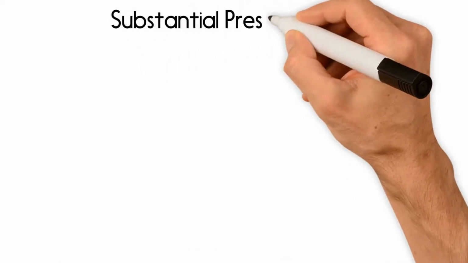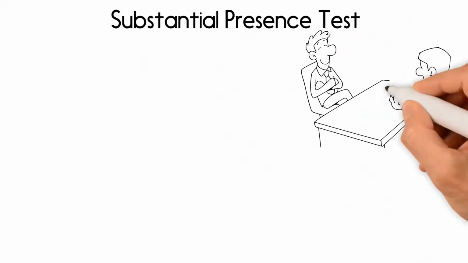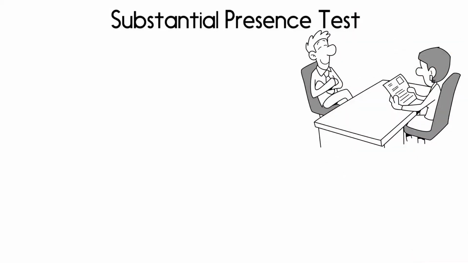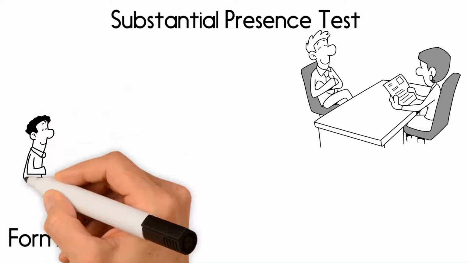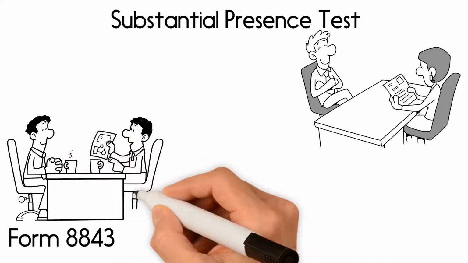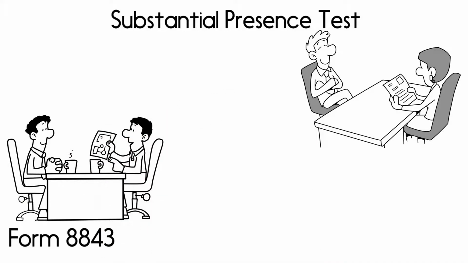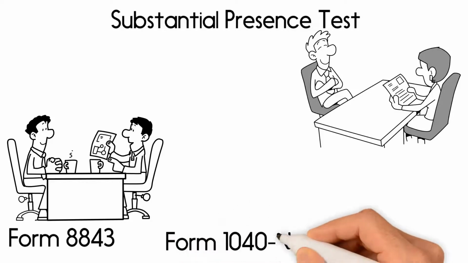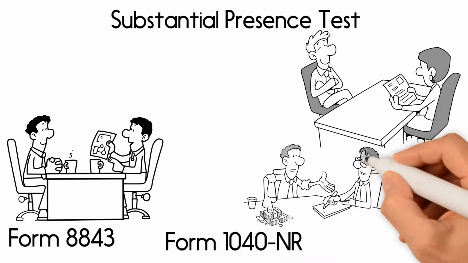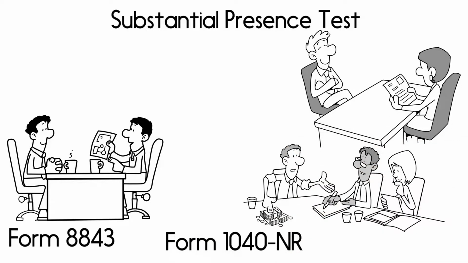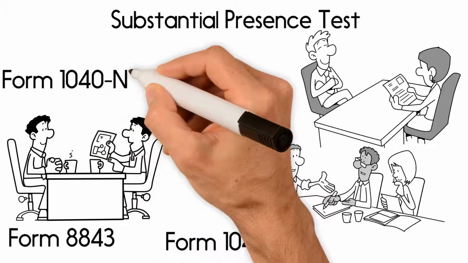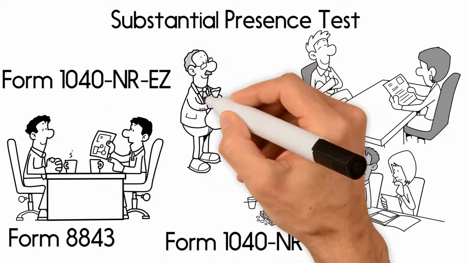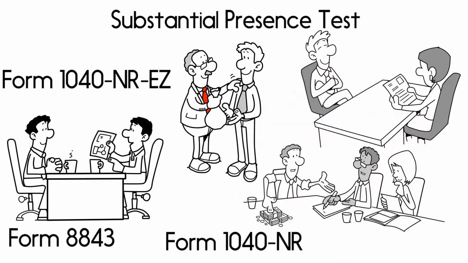Substantial presence test is a test which helps to determine if an individual should be taxed as a resident or a non-resident. Form 8843 is a statement filed by all non-residents for tax purposes. It's for informational purposes only and does not report a person's income. Form 1040-NR is the IRS income tax return for non-residents. Form 1040-NR-EZ is the IRS income tax return for non-residents who have simple tax returns. Most F1 students file this form.